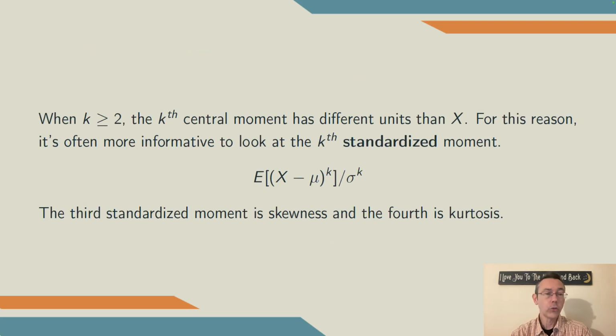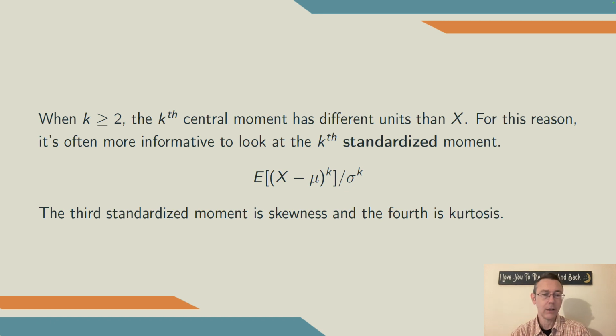When k is at least 2, the kth central moment has different units than the random variable x, because inside of that expected value, you're taking a power of x, basically. And so that makes things less interpretable, and for that reason, we often look at the kth standardized moment, taking that same expectation, but then dividing by sigma to the k. And that gets us back onto the scale of the original random variable. If you plug in k equals 3 or 4 into that expression, you just get the definitions of skewness and kurtosis, respectively. We already talked about why we don't worry about k equals 1 here. We just look at the first raw moment.